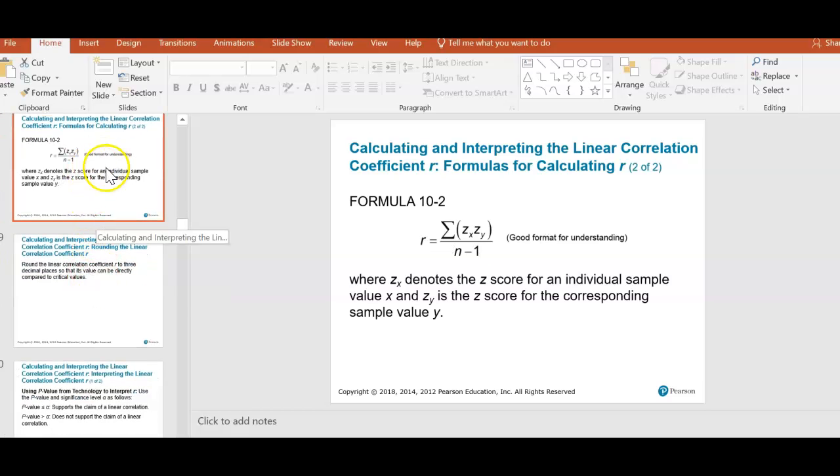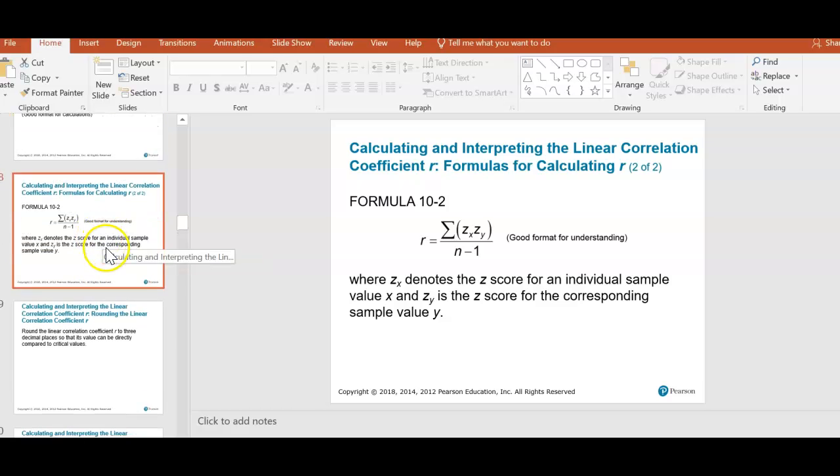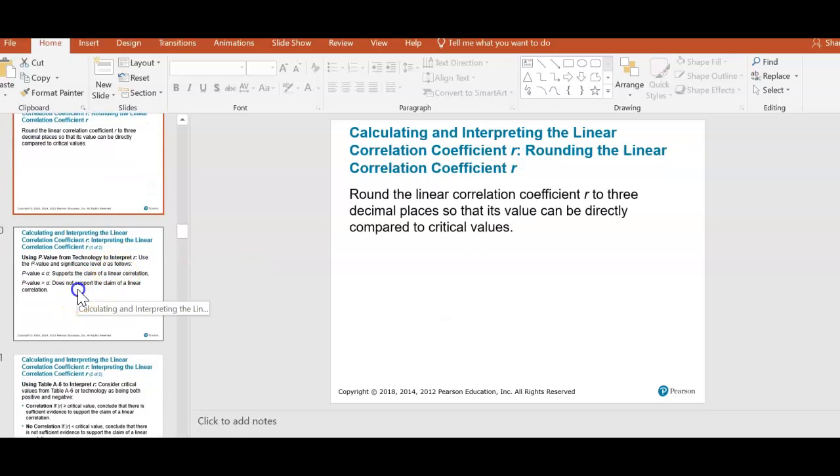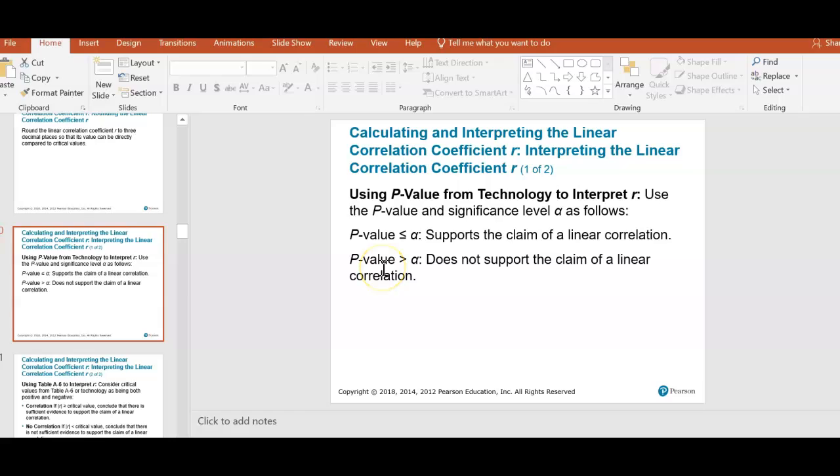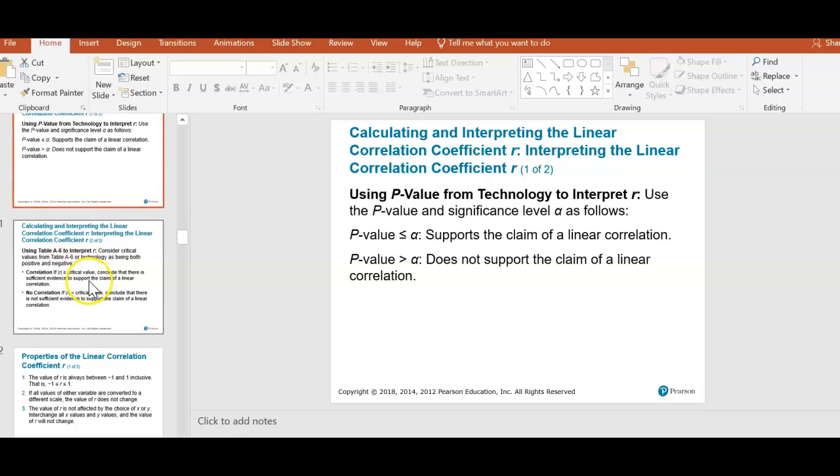So one of the things that they do is they go through by hand calculations for these things. Again, we're not going to do that. At the end, you can get this R value, and you can also get a P value from technology, which is what we're going to do. And you can use that P value and compare to alphas, similarly as we have in the past, to evaluate claims about correlations.